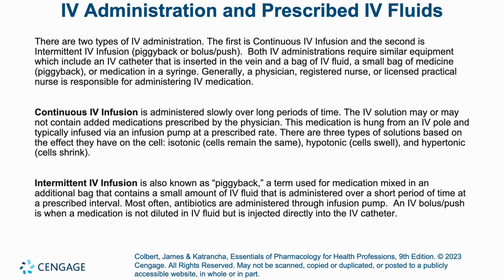Intermittent IV infusion is also known as piggyback. This is a term used for medication mixed in an additional bag that contains a small amount of IV fluid that's administered over a short period of time at a prescribed interval. An example of a piggyback would be an antibiotic. For instance, Rocephin is one we commonly give. It's mixed into a 50 mL bag and it's given over 30 to 60 minutes.